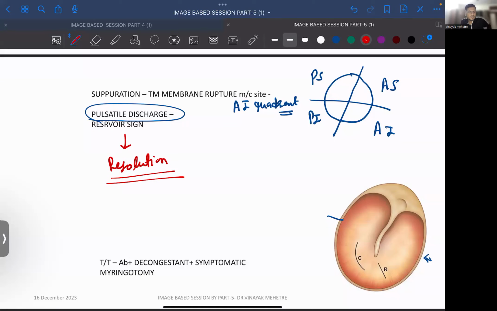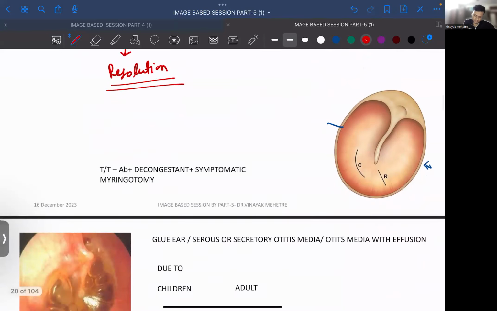Okay, ठीक है. क्या ट्रीटमेंट देते हैं हम? एंटीबायोटिक देंगे, डिकंजेशन देंगे एंड सिम्टोमेटिक मैनेजमेंट. For example, there is pain, पेन किलर्स देंगे, right? मायरिंगोटॉमी कब कर रहे हैं हम? When we will do myringotomy? When there is a pre-suppurative stage, right? कहाँ करेंगे?